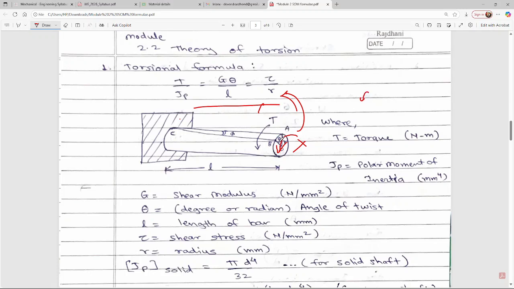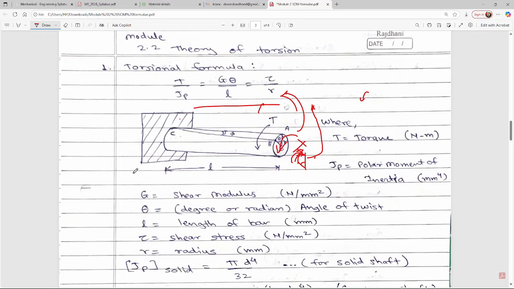Suppose we consider that theta is the angle of twist. When it's twisting, the bar is twisting by some degree. But afterwards it needs to regain its original shape. It is elasticity, right? So it needs to regain its original shape. Then all the formulas will work. But if it does not regain its original shape, then it will fail.